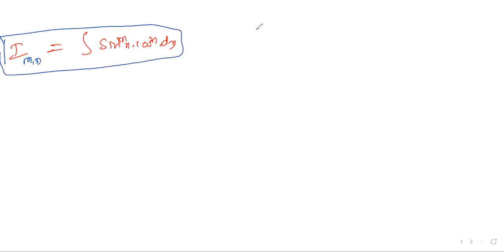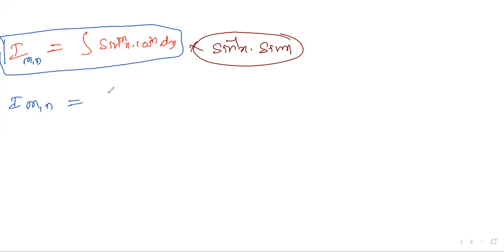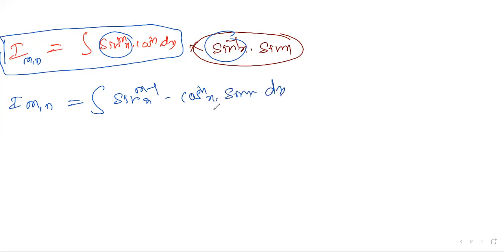Step number one: I'm going to multiply and divide by sin x, writing sin^m x as sin^(m-1) x into sin x. Therefore the question becomes I(m, n) is equal to the integration of sin^(m-1) x into cos^n x into sin x dx. Now the question has changed.